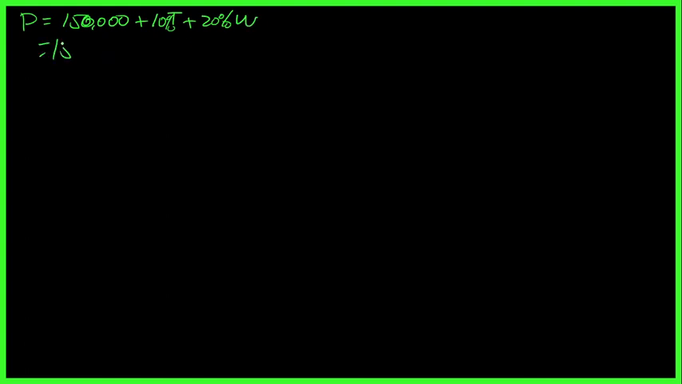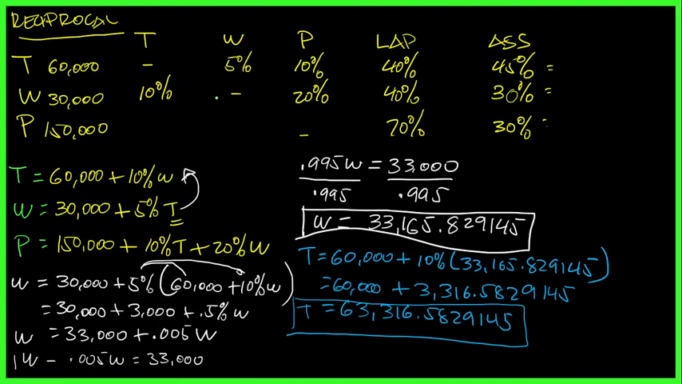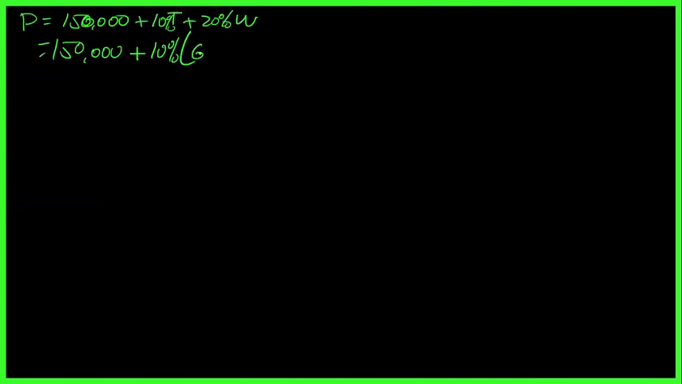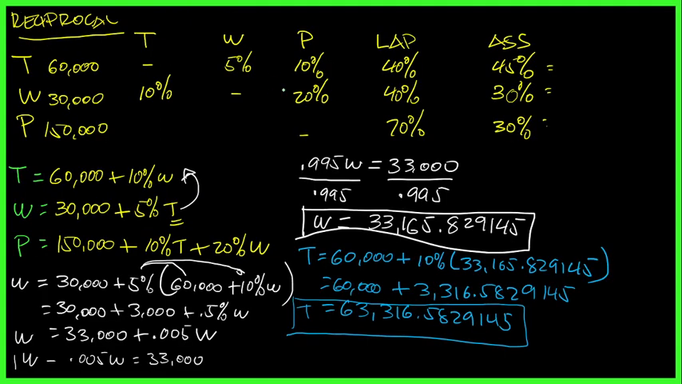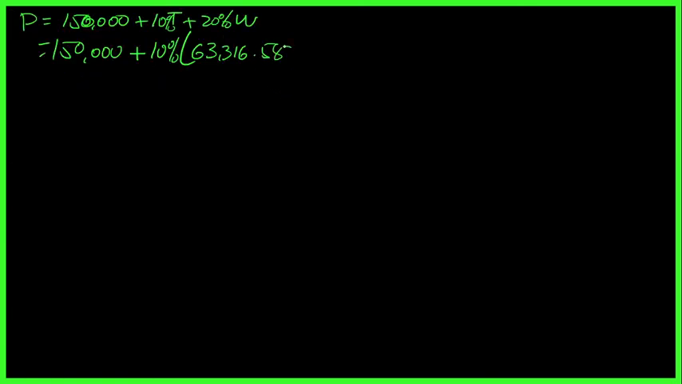Okay, so this will be 150,000 plus 10% of, what is T? 63,316.5829145. Or pwede ka na mag-memory in the calculator. Okay, 20% of W. Okay. 33,165.